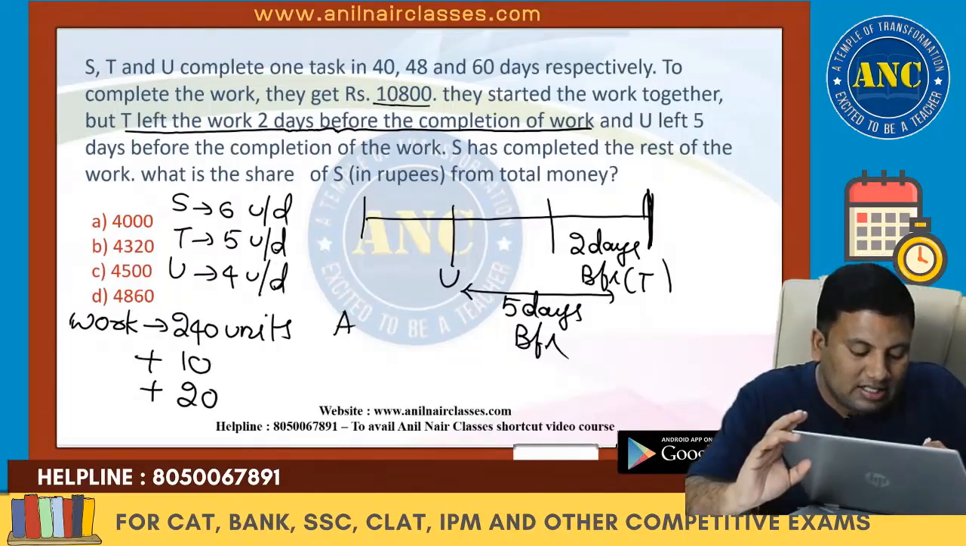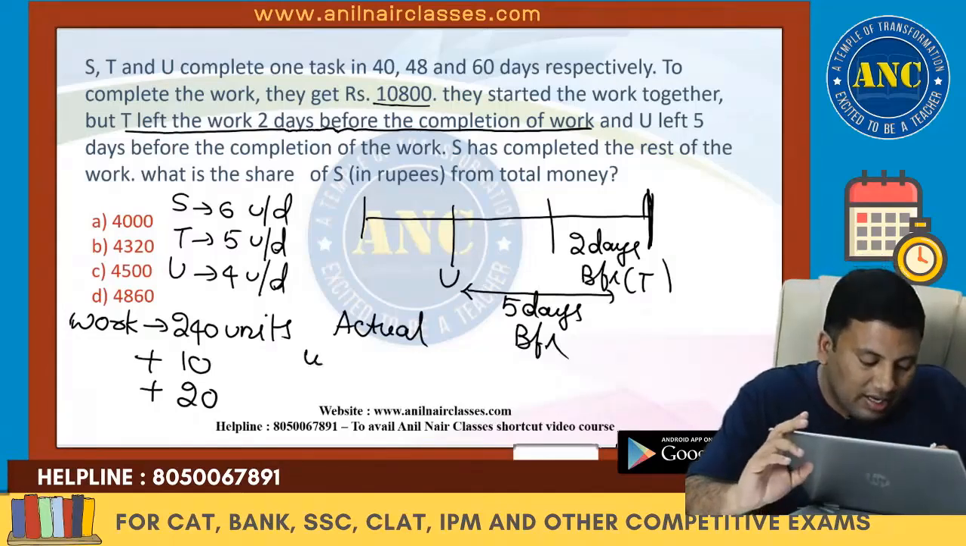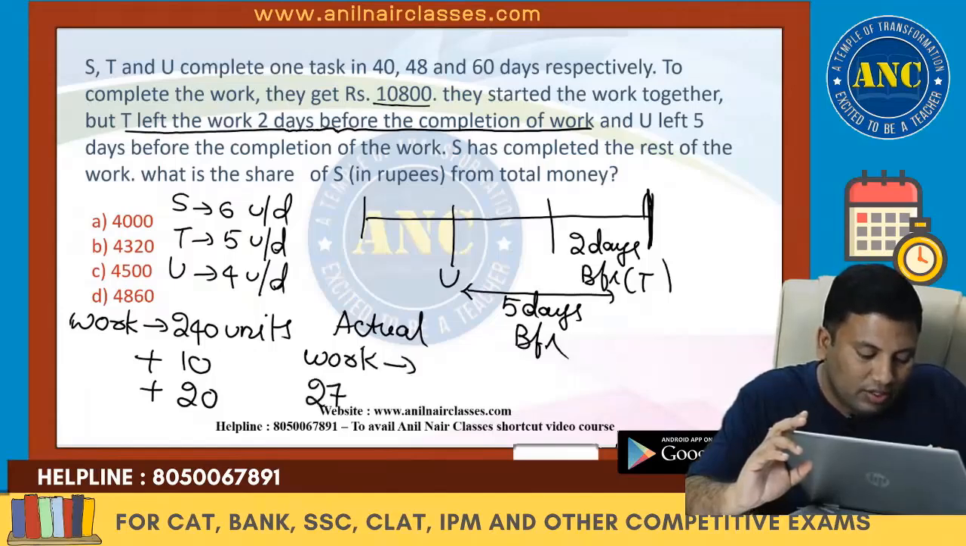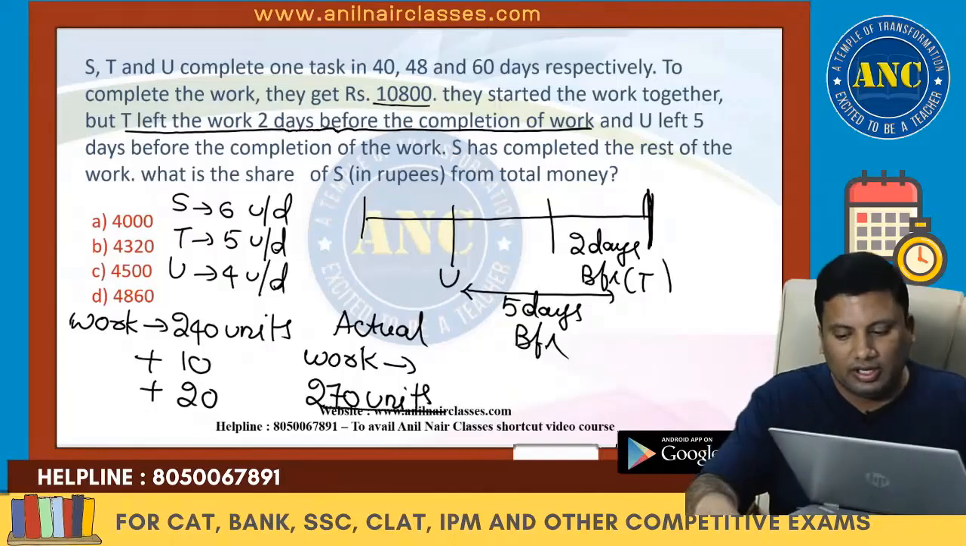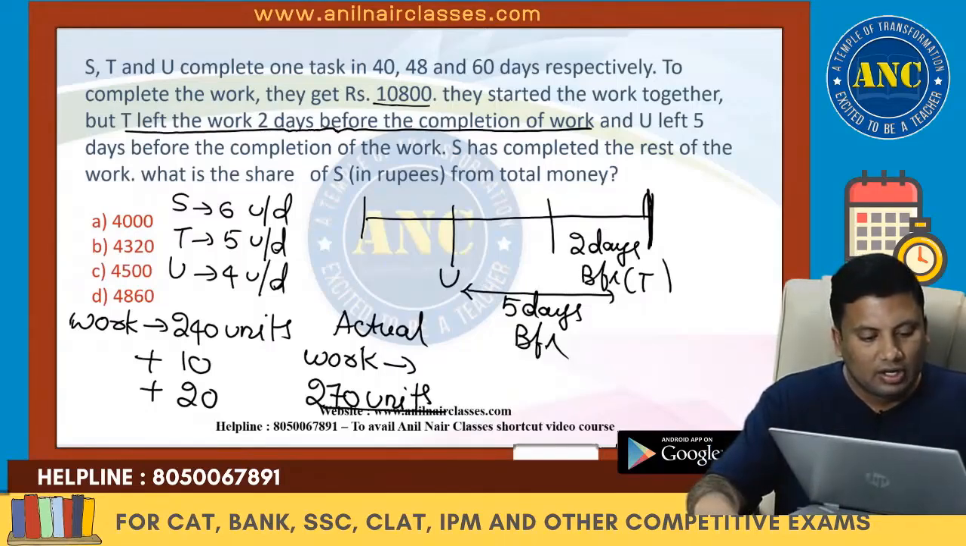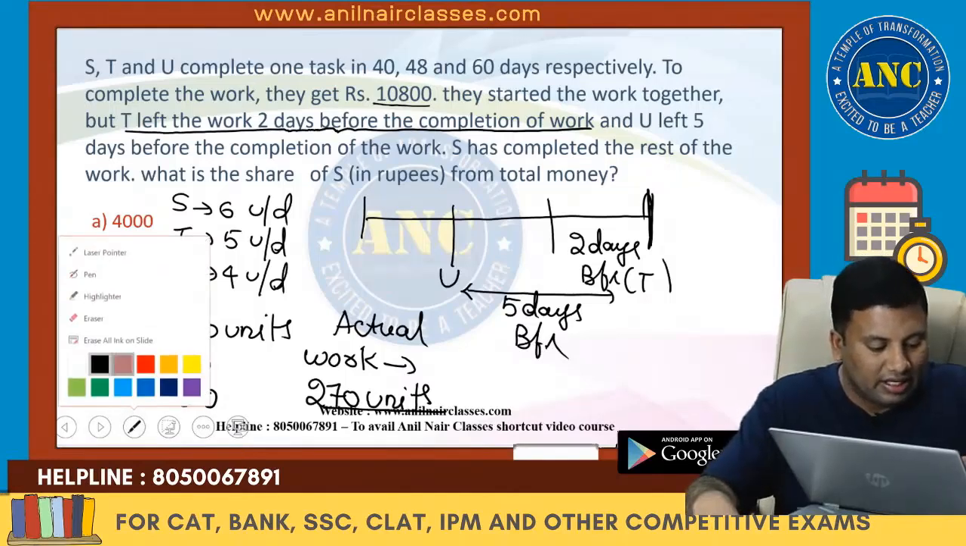So what is the actual work? If nobody leaves, the actual work is nothing but 270 units. I hope it is clear. So the actual work became 270 units.